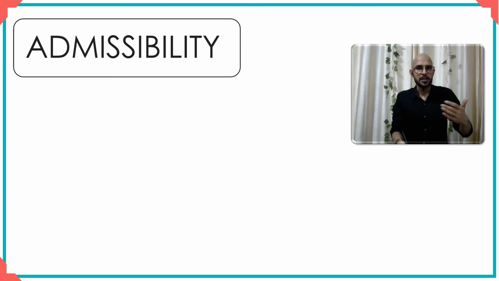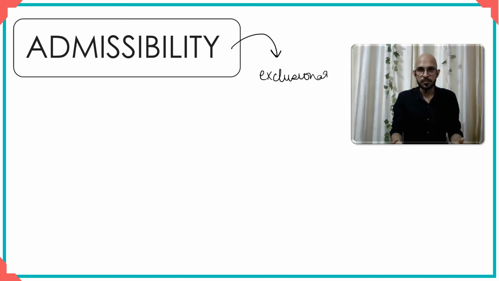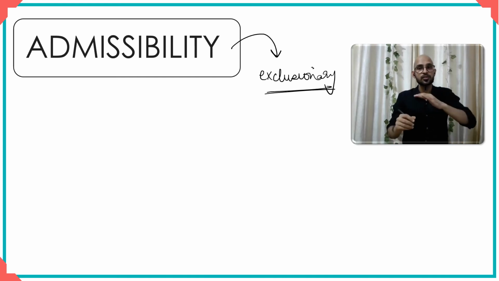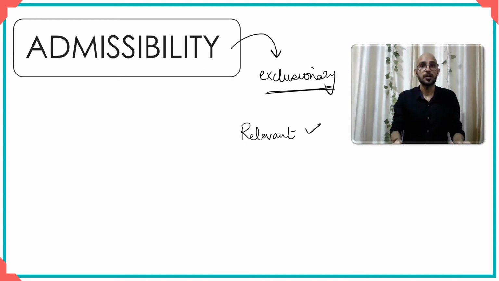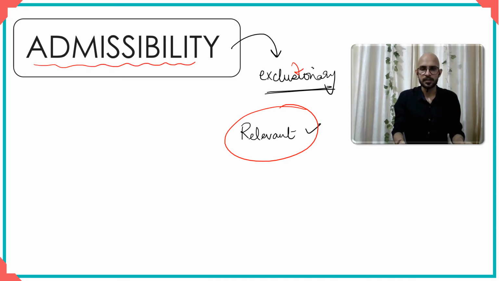Let me explain this problem a little bit more. You see, the rules of admissibility contain some exclusionary rules, which means that you will exclude some pieces of evidence despite the fact that they are relevant. Something is relevant, yes, but you will still exclude it because of some other rules of admissibility. That is essentially what is happening. And why do you do that?